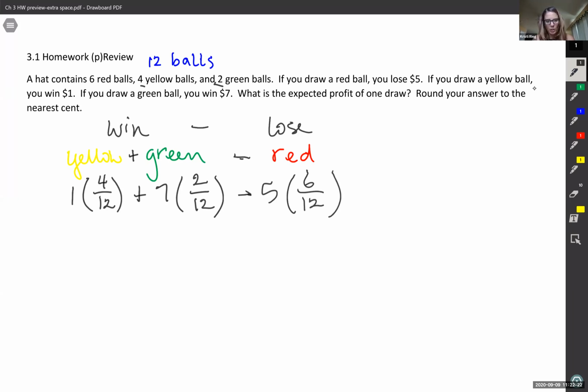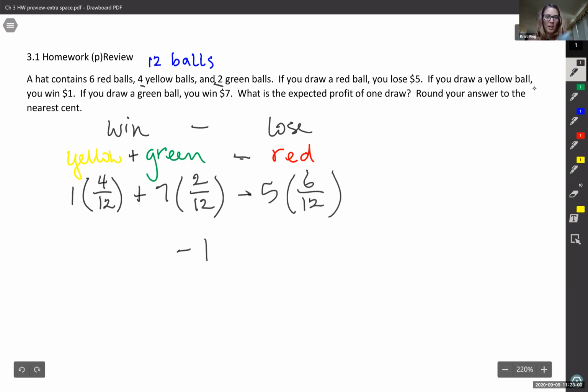So I have 4 out of 12 plus 7 times 2 out of 12 minus 5 times 6 out of 12. And I did my fraction wrong. Oh man. Oh, good thing you can't see my calculator right now. I really messed that up. I'm just going to delete. All right, 5 times, there we go, parentheses, 6 out of 12. And I got -1.